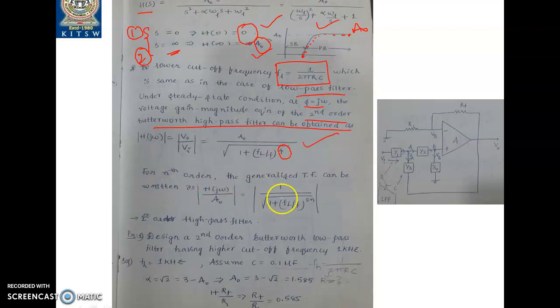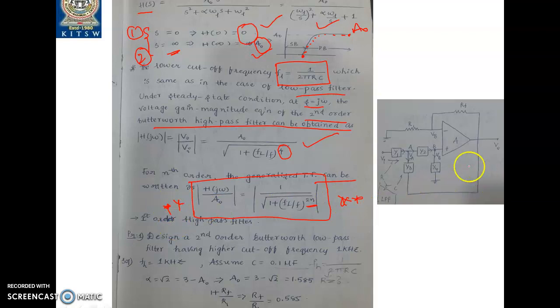And for nth order also you can easily calculate. The generalized transfer function can be written as |H(j omega)| by A0 equals 1 upon square root of 1 plus (FL by F) whole to the power 2n. If the order is 2, the power will be 4. If the order is 3, the power will be 6, like that. So this is the generalized transfer function for the nth order active high pass filter. This is very important.